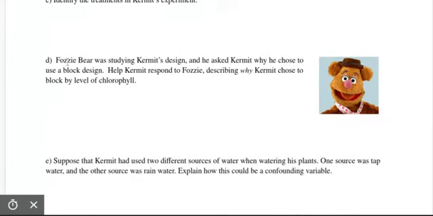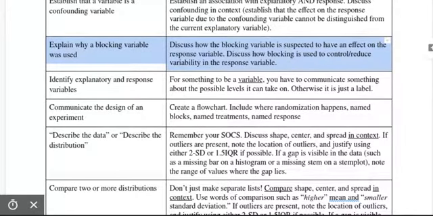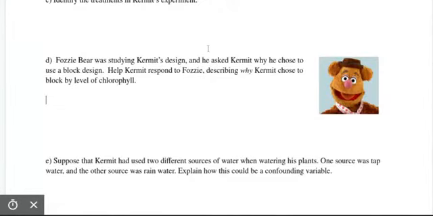Next, Fozzie Bear wants to know why Kermit used a block design. It's kind of an open question, but there is a specific reason, and that also is on your AP Stats details page: explain why a blocking variable was used. The idea is you would block if you think that characteristic is going to have an effect on the response. And the thing that we haven't talked about a lot is that it's used to control or reduce variability. In context here, the idea, from a small background in biology, is that the level of chlorophyll in a plant likely would affect the plant's height.